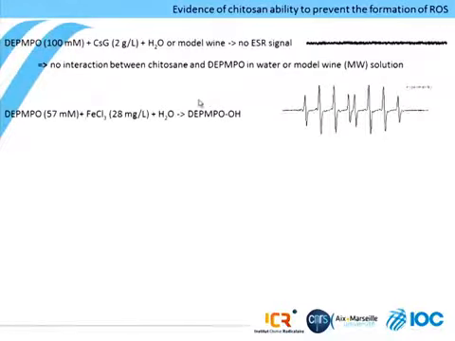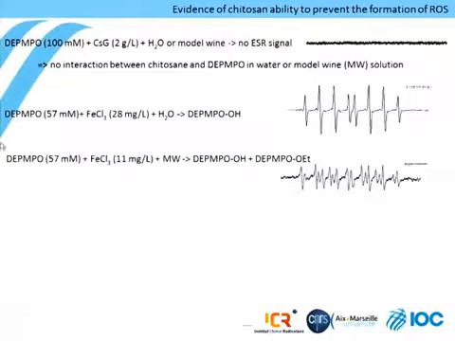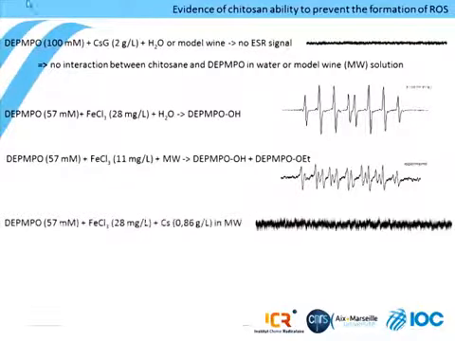And instead, if the trap is used in the presence of iron in the water, we obtain this adduct, which is a radical, which gives the spectrum. There has been a trapping of the radical, therefore. If we use the very same metal species in the solution model or model solution, I have the two radicals. One is the former one, and the other one derives from ethanol, and it is providing this type of spectrum.